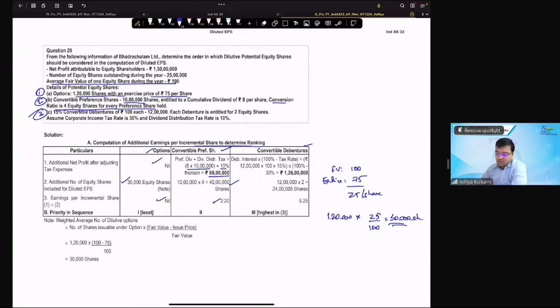Coming to the last one, 15% convertible debentures of 100 each. So 12 lakh into rupees 100 into 15%, into 100 minus 30%. So that comes to 1.26 crores. Are you okay with the calculations? Yes, sir.